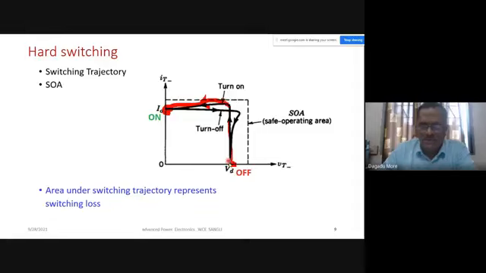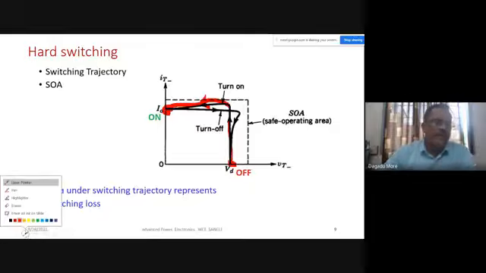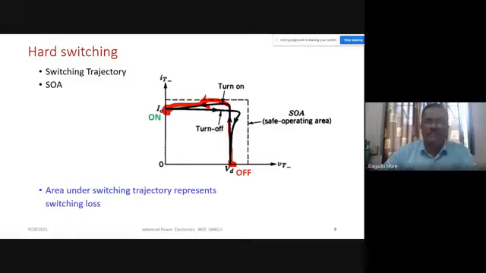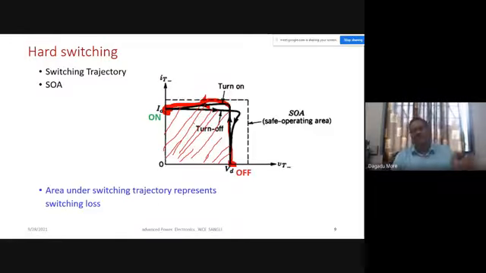And the area under this trajectory, whatever area comes under this trajectory, you can call the switching loss. This area under the trajectory is proportional to the loss. If the area is more, definitely the switching loss will be more. If the area is less, the switching loss will be less.